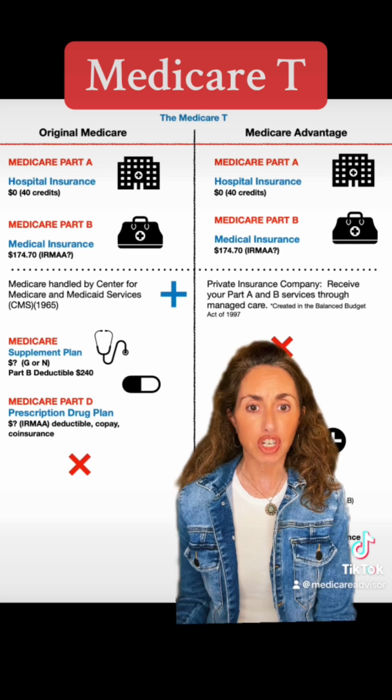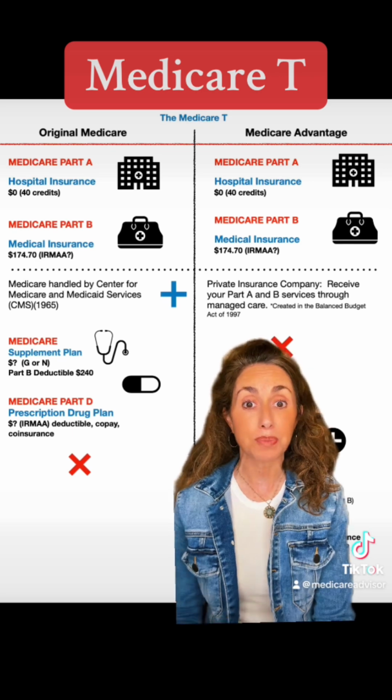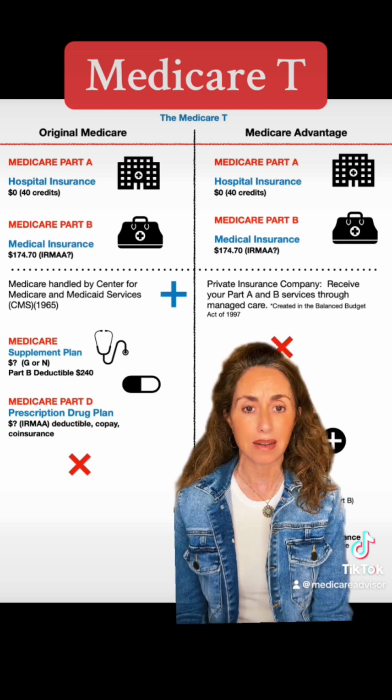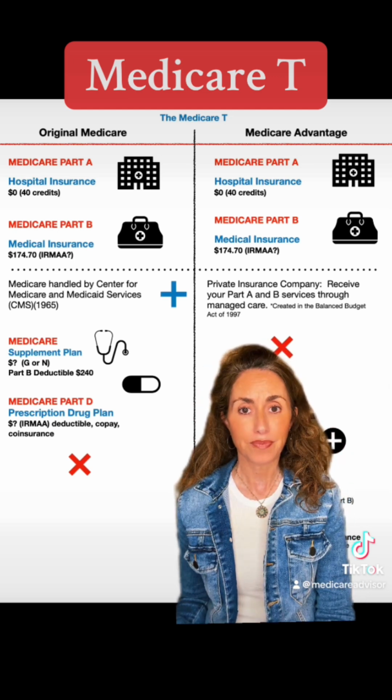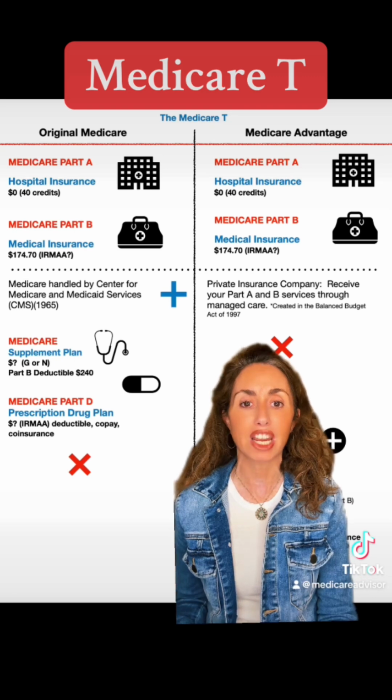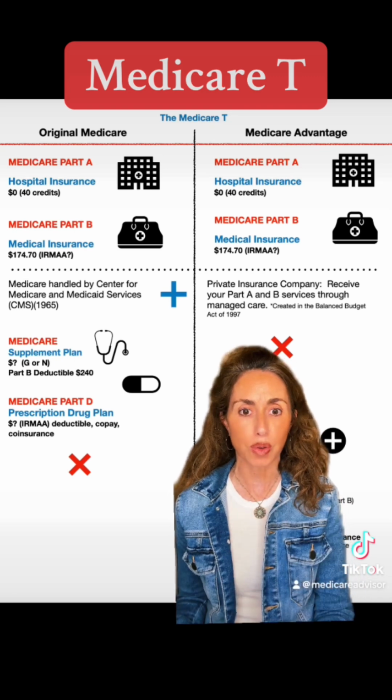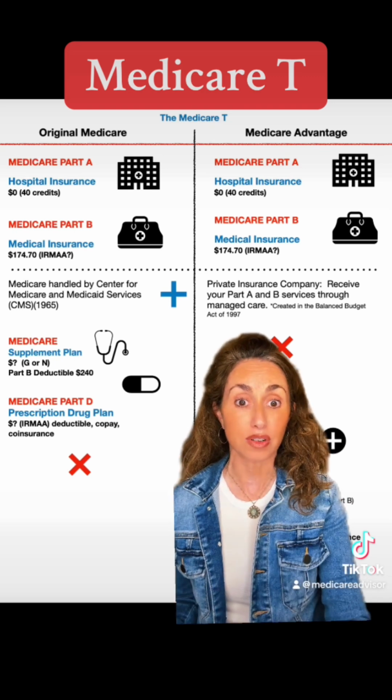So when you look at this chart, I have my clients take out a piece of paper and they actually draw a T. On column number 1, you put down original Medicare, and on column number 2, you write down Medicare Advantage, then we can start to sort through how they're similar and how they are different.